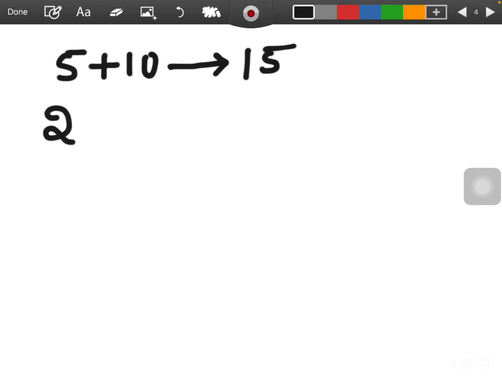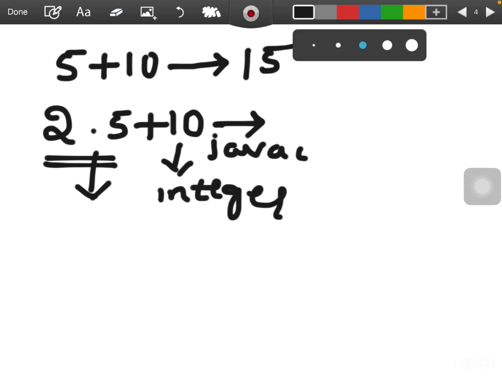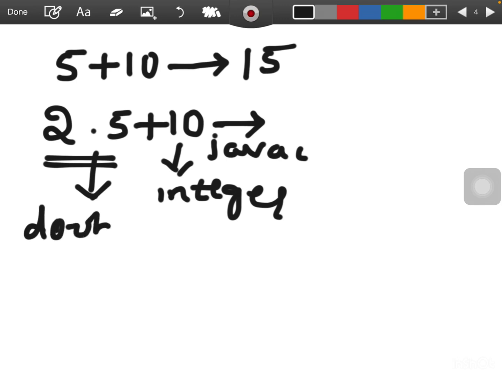Next, 2.5 plus 10. It goes to the compiler. Here 2.5 has a decimal point, which means double, and 10 is an integer. When it passes to the compiler it checks the syntax. But here one operand is a double data type and another operand is an integer data type. So we have to convert this into only one data type.